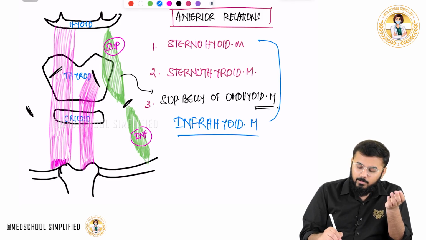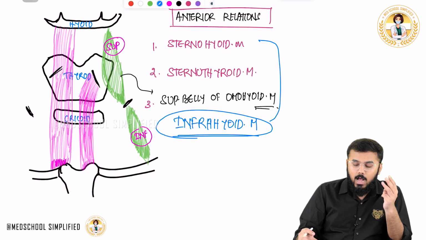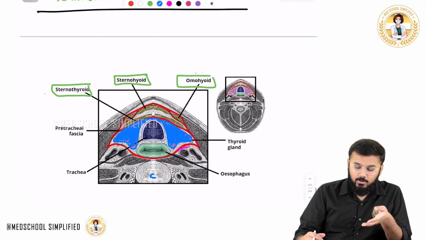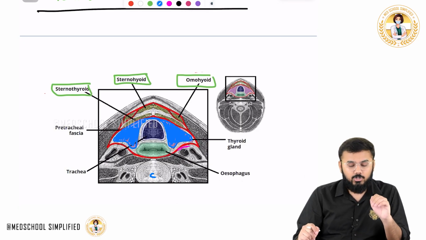Infrahyoid muscles. So all the three important infrahyoid muscles are forming the anterior relation, located anterior to the thyroid gland. They are forming the anterior relation of your thyroid gland.